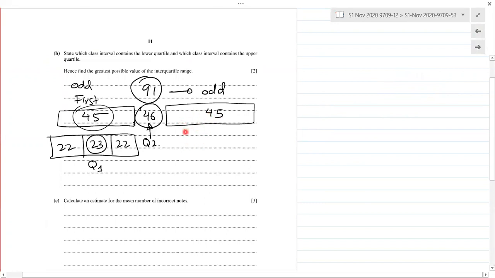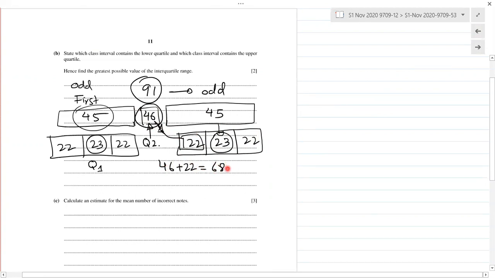Similarly, we do the same for this. So we have the second half of the data as 45 values. So we have this as 22 and 22, and this is going to be the 23rd value over here. And this is the 46th value. Remember, this is 46th, which is Q2. So 46 plus 22, which is going to be 68.